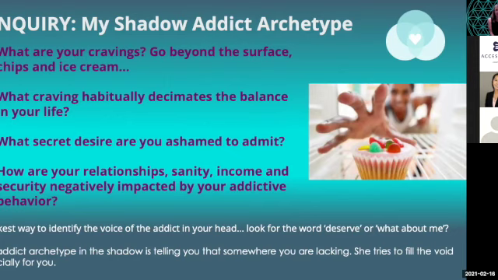And so there's really a quick way to identify the voice of the addict. The inner voice in your head would say something like, I deserve X, Y, and Z. Or what about me? That is the voice of the inner addict. The addict archetype in its shadow is really pointing out where you're lacking, pointing out that something is lacking. And it tries to fill that void for you artificially.